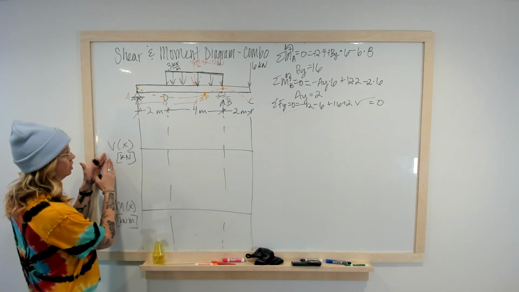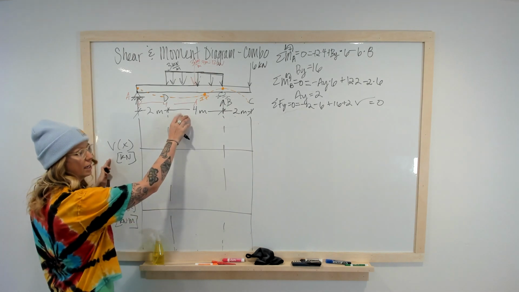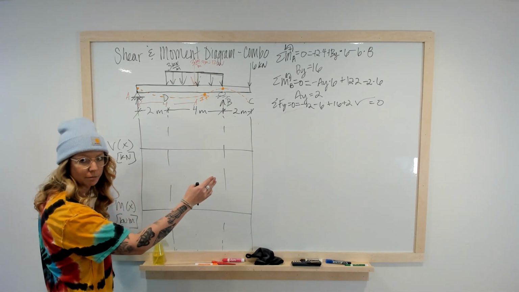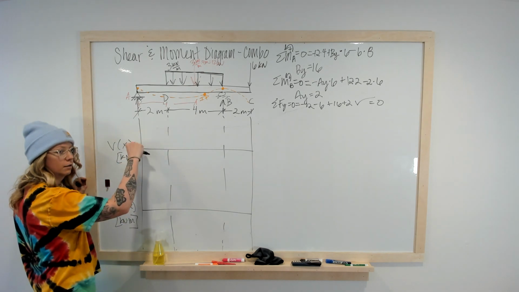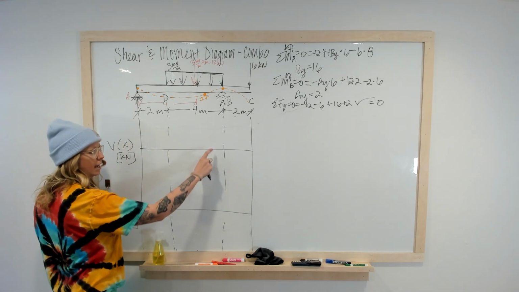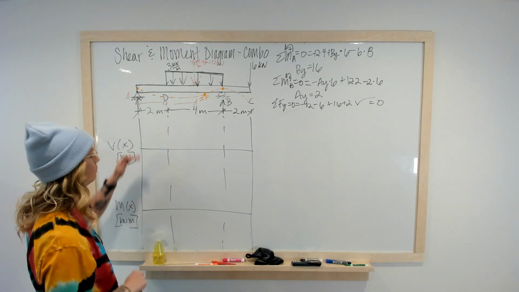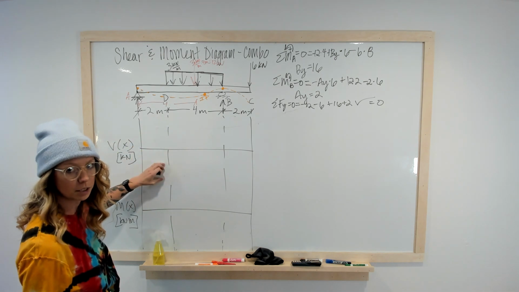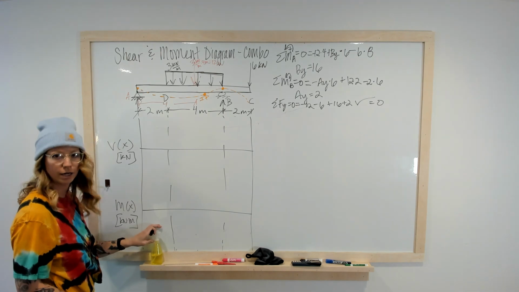And again, your shear with respect to X, this is your X axis on both of these, is your distance on your beam. V of X is the shear at any given point along this X axis. So your Y axis is your shear, down here your Y axis is your moment. If you're above the X axis, you're in positive shear. If you're below, you're in negative shear. Same thing down here. If you're above, you're in positive moment. If you're below, you're in negative moment.